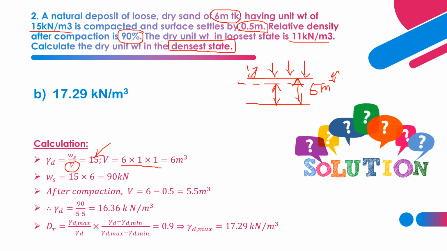So 6 minus 0.5 gives 5.5, and we can assume that as 5.5 meter cube because we have assumed length as 1 meter and width as 1 meter. Only the depth varies. And gamma d after the compaction is nothing but the weight of the soil solids. Soil solids is constant. Whether it is before compaction or after compaction, the soil solids remain the same.